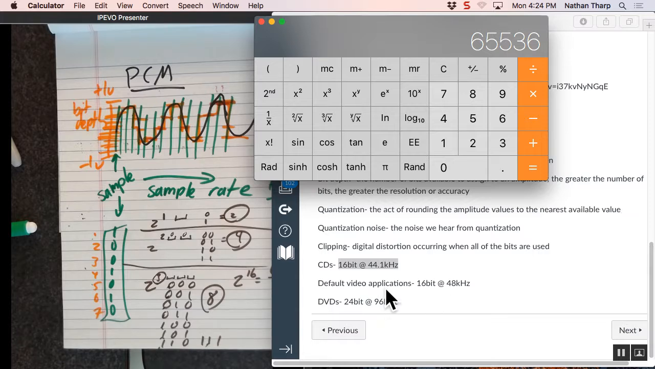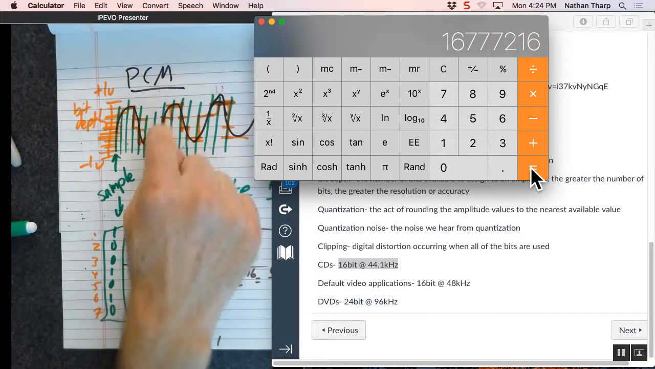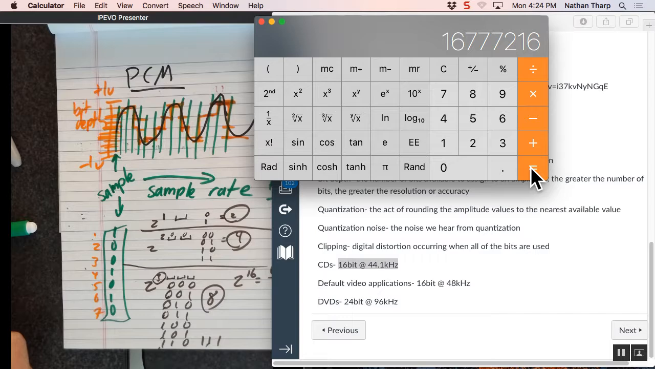When I get up to DVD, it's much tighter. In fact, not only am I taking a picture twice as fast, at 96,000 times a second, but 24-bit now. Watch this, 2 to the 24 is 16 million steps in between. So we're getting very close to being able to map out that wave very smoothly. That makes sense.